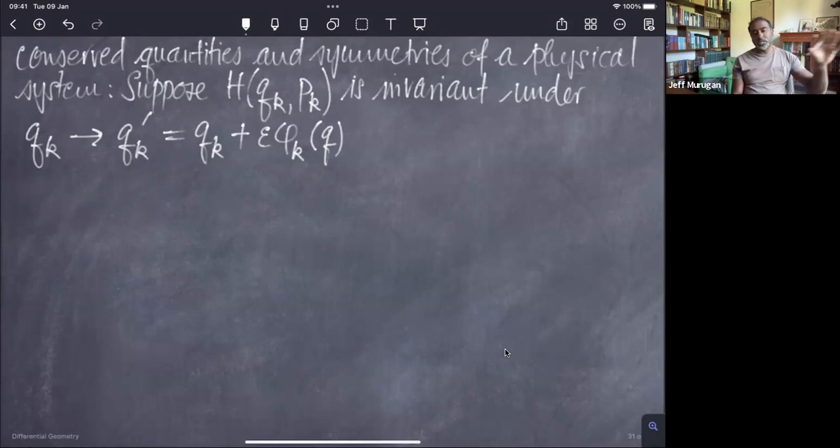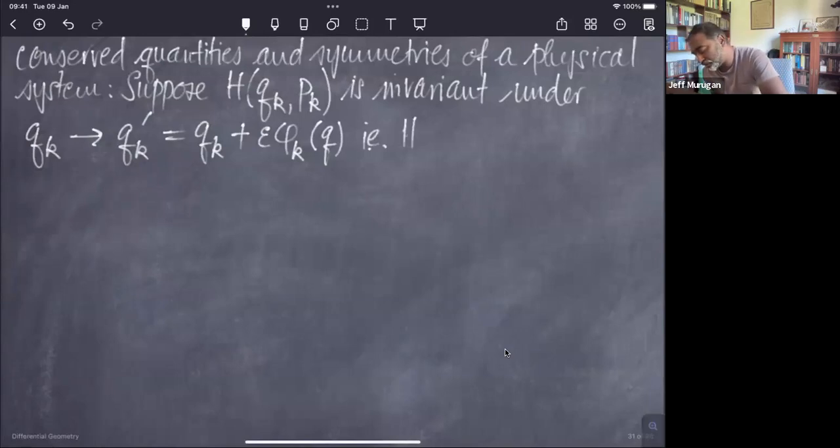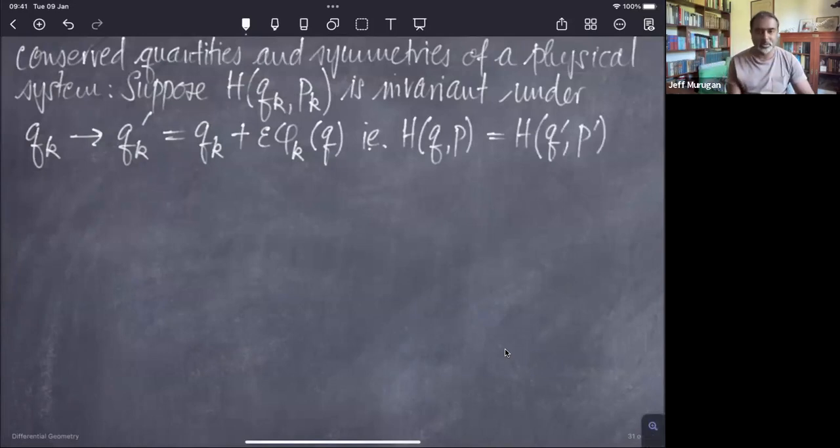So making a change of coordinates from q to q prime induces the change in the momenta from, let's say, p to p prime. What it means to say that the Hamiltonian is invariant is that H of q, p is the same as H of q prime and p prime. I'm dropping the dependence on the k. We understand that it's there.